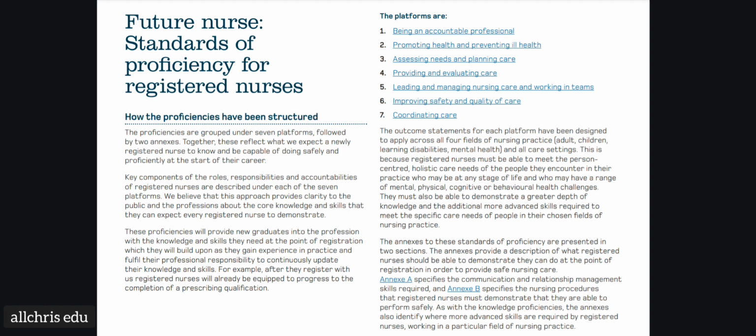For example, after they register with us, registered nurses will already be equipped to progress to completion of a prescribing qualification. The outcome statements for each platform have been designed to apply across all 4 fields of nursing practice, that is adult, children, learning disabilities and mental health. Now, as the nursing care is divided into 4 things over here: how to provide adult care to the elderly, to children, those are toddlers or the age group according to children, learning disabilities, if any person is vulnerable, have learning disabilities, or mental health, and all care settings and other care settings also.